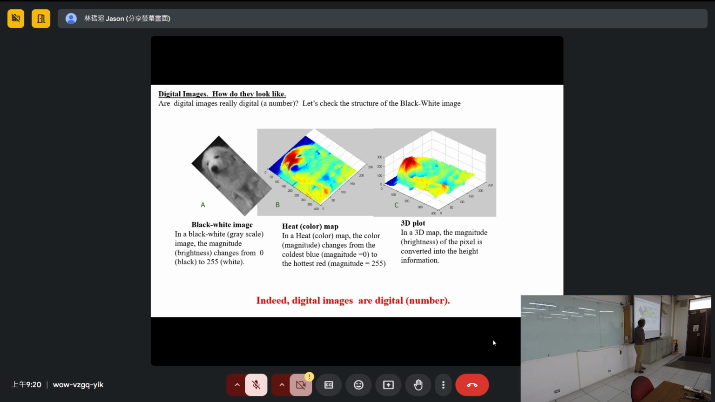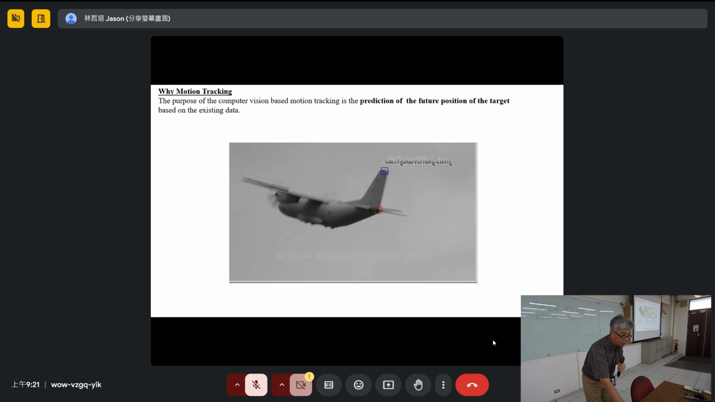You can present it that way, or if you want, as a 3D plot, like mountain geography. This part is obviously very high. This is the pixel intensity. Are we okay? So this is the basic structure of the black and white or grayscale digital image.